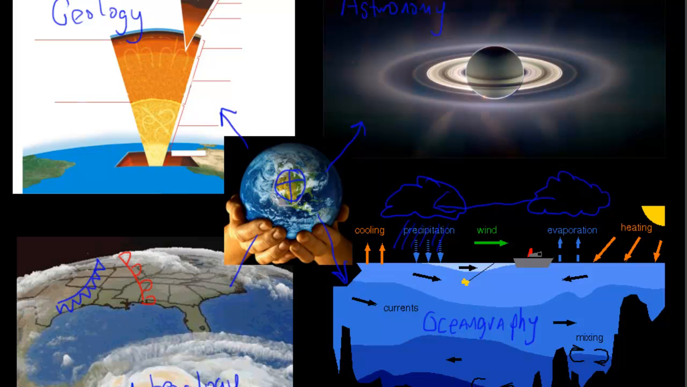We'll also talk about hurricanes. We'll talk about tornadoes that can spawn from these cloud masses. We'll talk about precipitation. We'll talk about wind. We'll talk about all kinds of things. But these are what are called the geosciences.